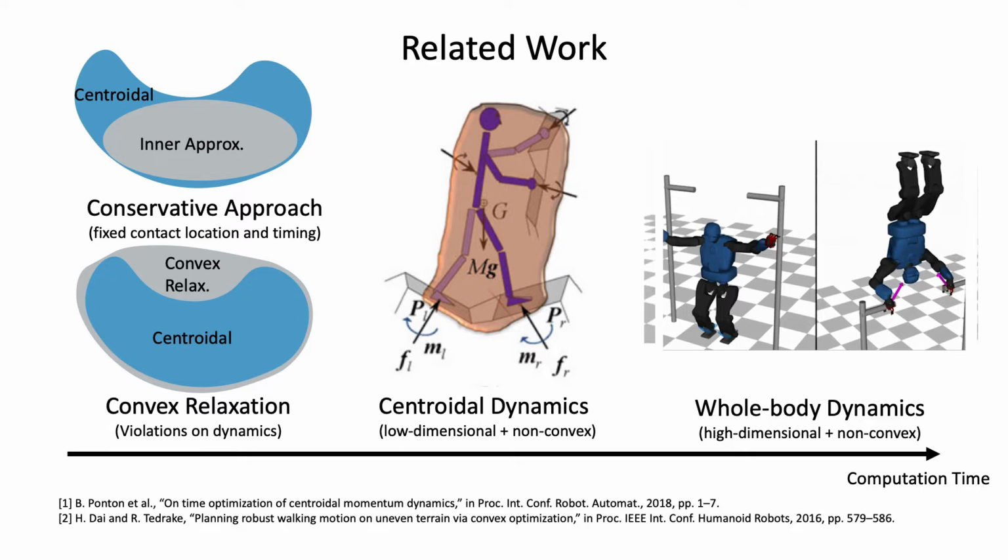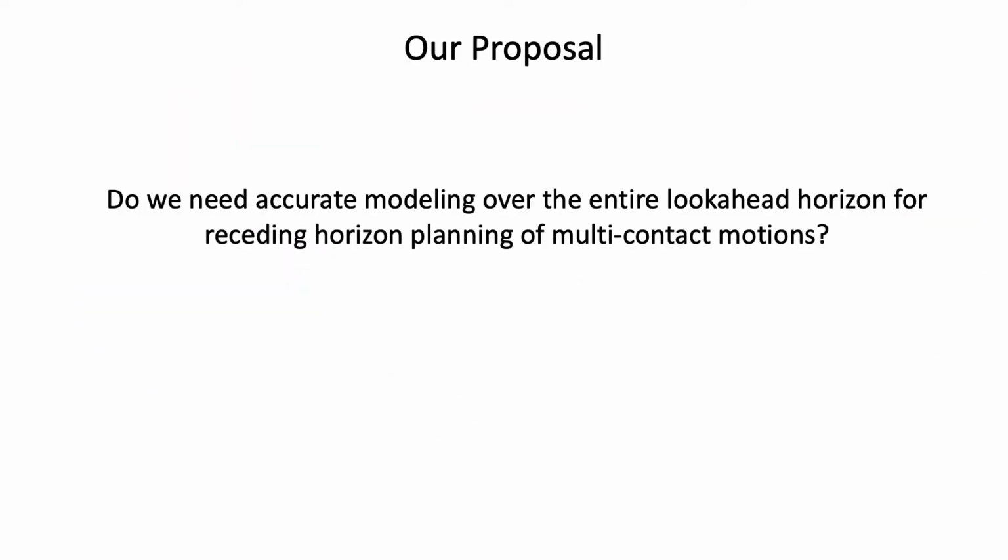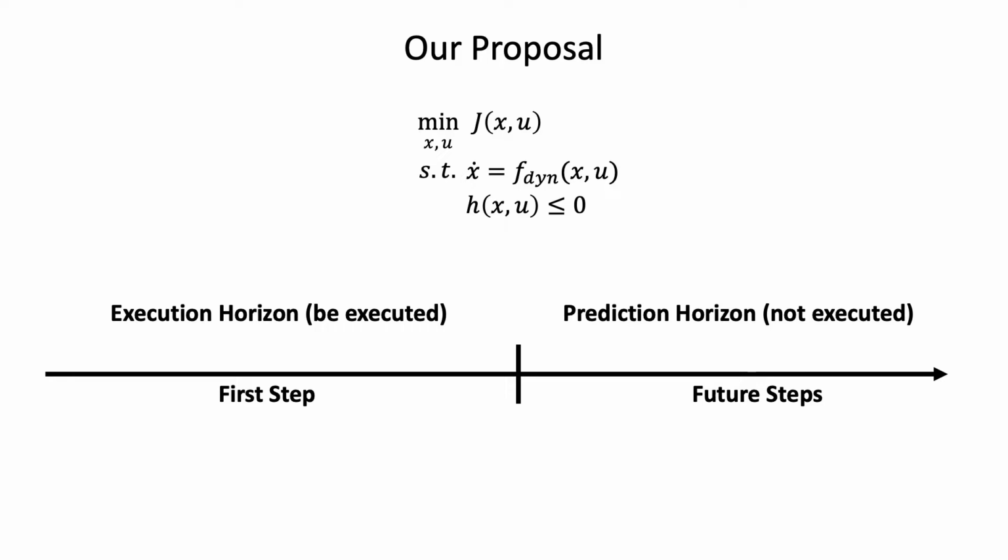When it comes to generating complex multi-contact behaviors, an accurate model of system dynamics is usually needed, but this can result in expensive computation. In this work, we explore whether we need accurate modeling over the entire look-ahead horizon for receding horizon planning of multi-contact motions. More specifically, we split the look-ahead horizon of the optimal control formulation into execution horizon and prediction horizon. The execution horizon covers the first step that will be executed in each planning cycle, while the prediction horizon considers the remaining steps which will not be executed.